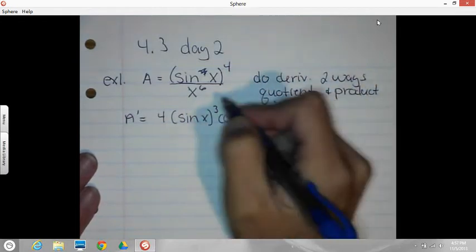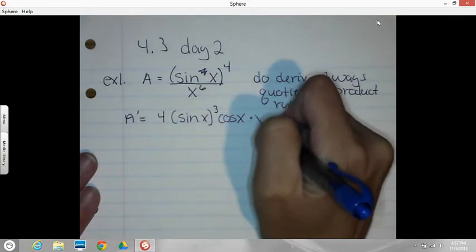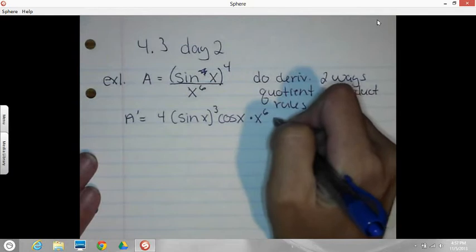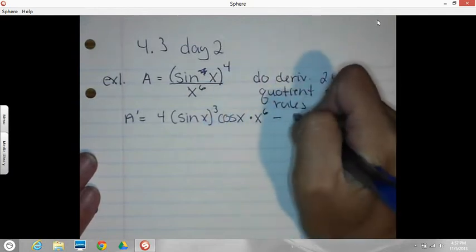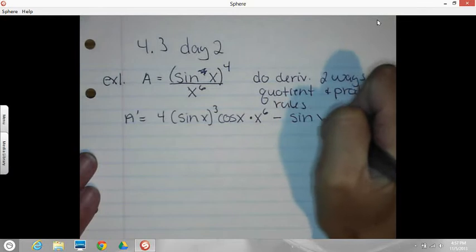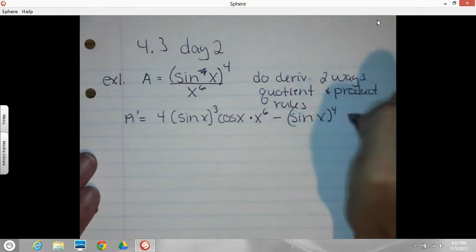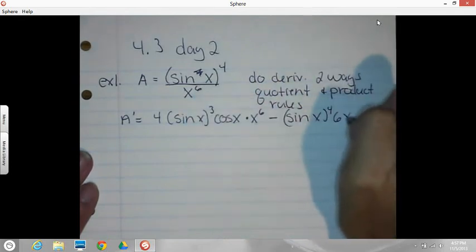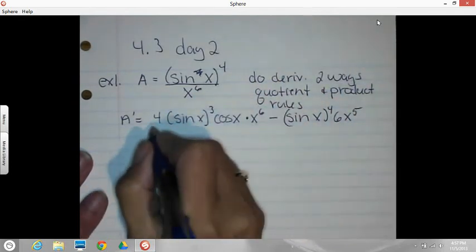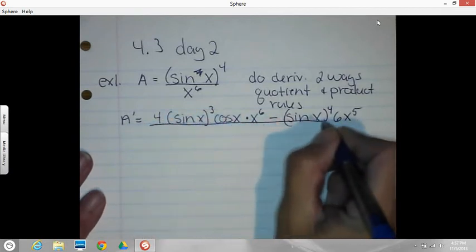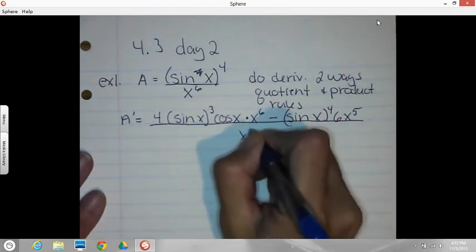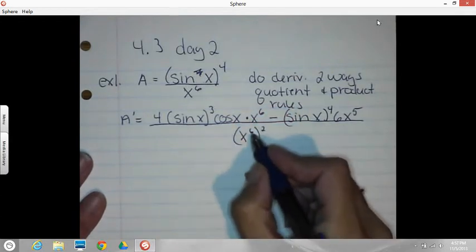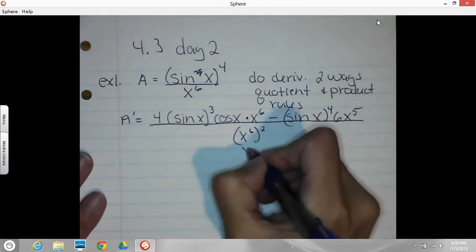and then I still have to multiply by the bottom. So that's my u prime times v minus, keep the top the same, sine x to the fourth, and now the derivative of the bottom is 6x to the fifth. And then that's all over the bottom squared. And that's going to make, remember, the power of the exponent rule here is multiply. So that's going to make x to the 12th.